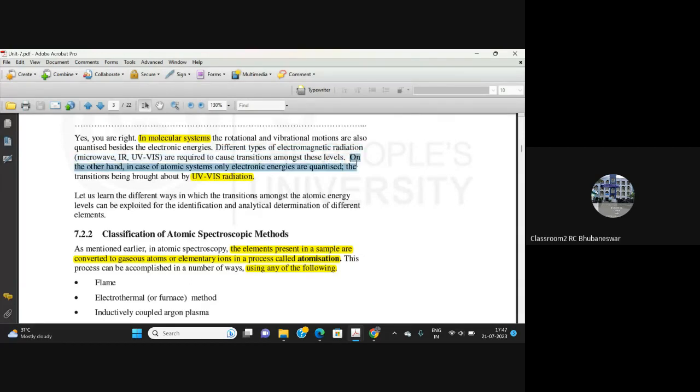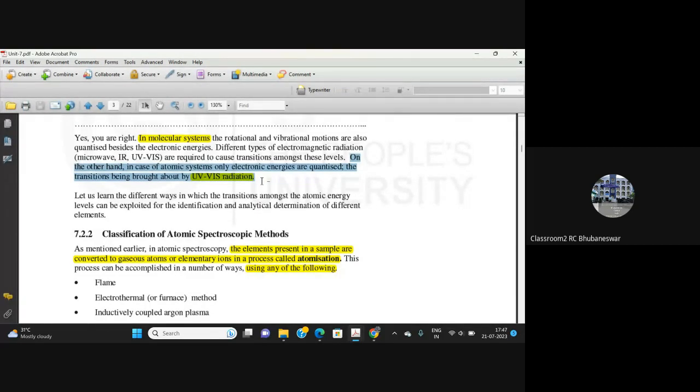On the other hand, in case of atomic systems, only electronic energies are quantized. The transitions are brought about by the UV visible radiation. Here, IR or microwave region radiation is not playing a role because if IR region radiation falls on matter, then vibrational transition happens. Here, vibrational energy levels are not quantized.